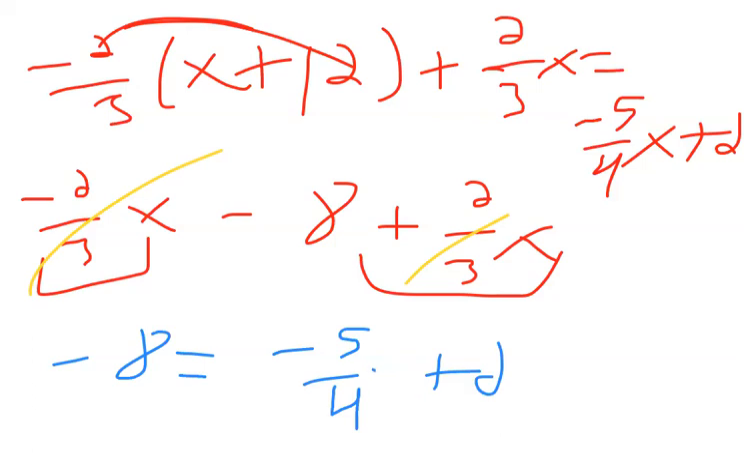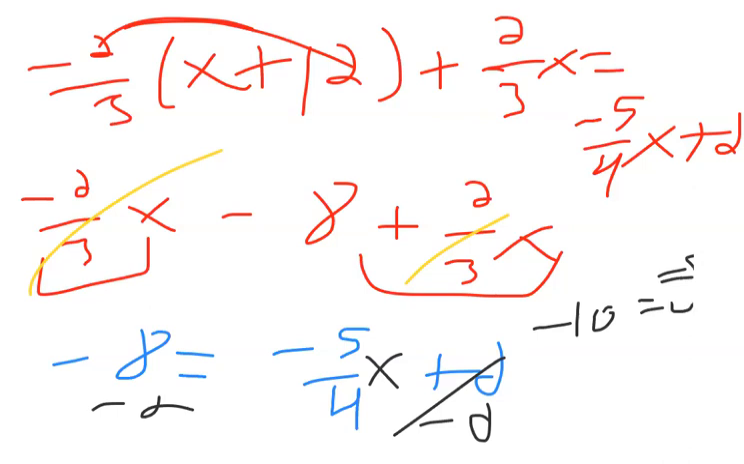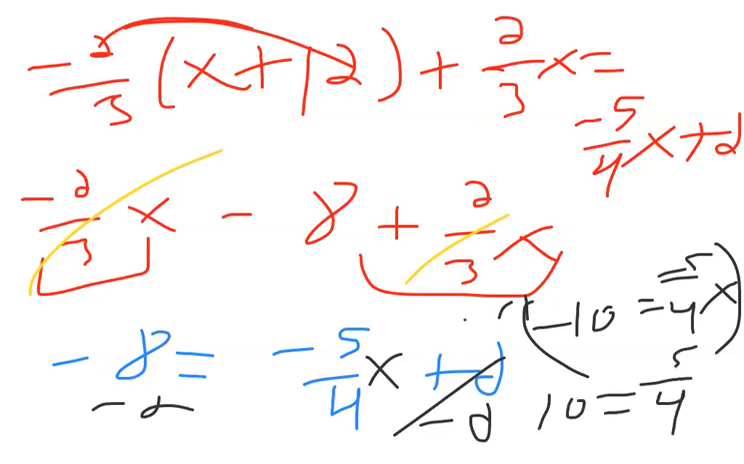That's supposed to be a plus. Subtract 2. So yeah, negative 8 minus 2 is negative 10. So you're just left with negative 10 equals negative 5/4 x. So let's actually just multiply by negative 1 to get both of them positive, honestly. So you're just left with 10 is equal to 5/4 x instead of negative.